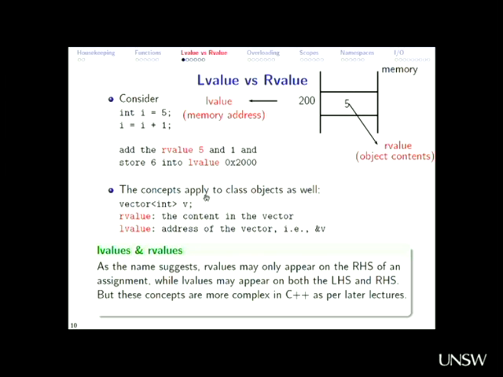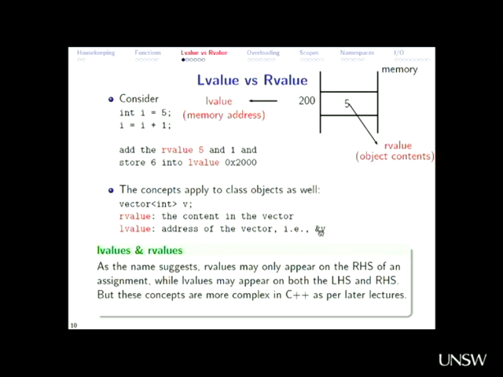Now this also applies to containers, and we'll get to containers in a couple of weeks' time, but we can have a thing called a vector, and a vector can store ints. Basically, you can think of it as being a linked list for now. Okay? And so the R value is what's stored inside the vector, and the L value, you can think of as being the address of the vector.